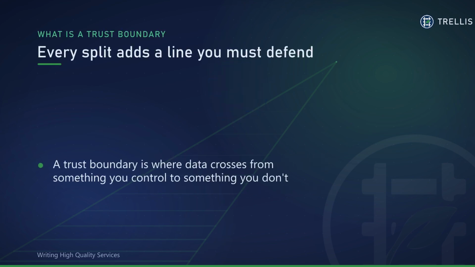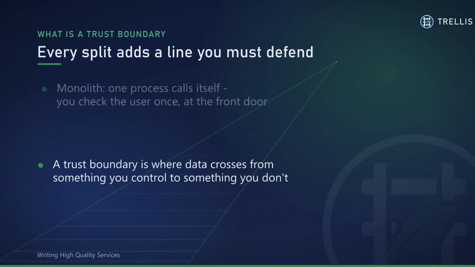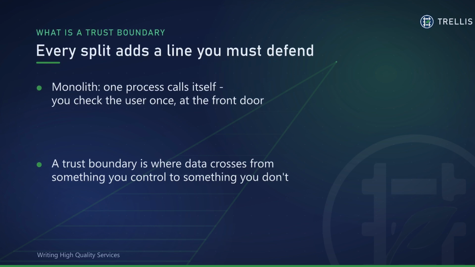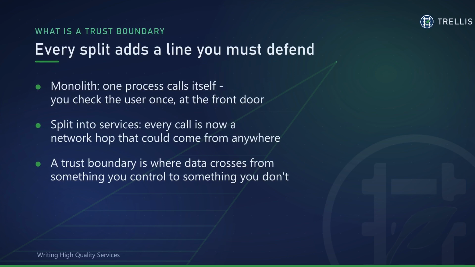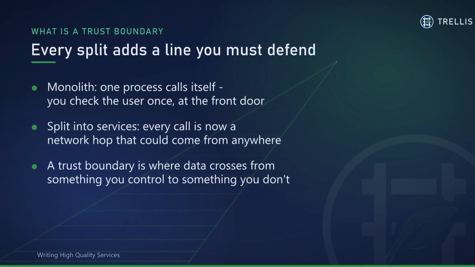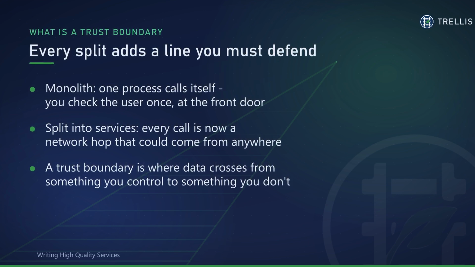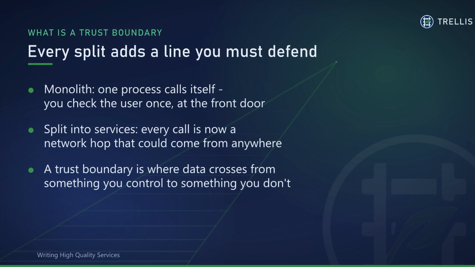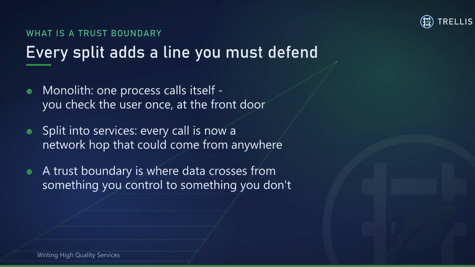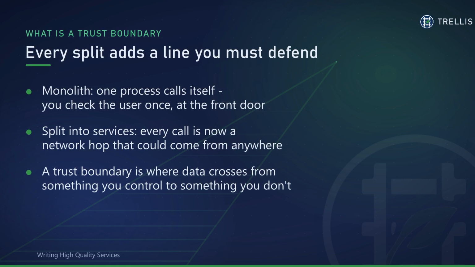A trust boundary is a threat modeling idea, and it's simple. In a monolith, one process calls itself, so you check who the user is once at the front door, and everything behind it is trusted. Split that into services, and every call becomes a network hop. And now a request could come from your gateway, from another service, from a misconfigured client, or from an attacker who got a foothold. A trust boundary is exactly that line, the point where data crosses from something you control to something you don't. Splitting a monolith doesn't remove that line. It multiplies it, one boundary for every hop.